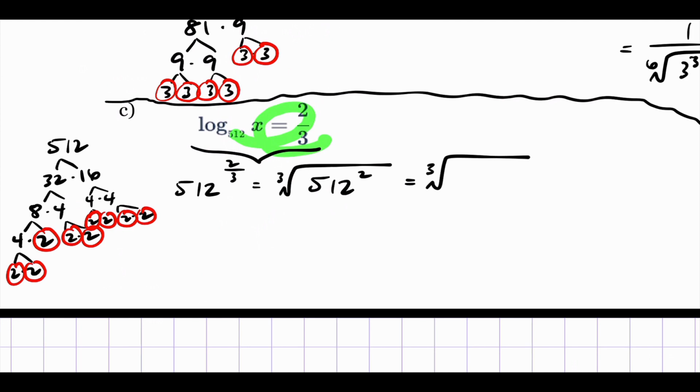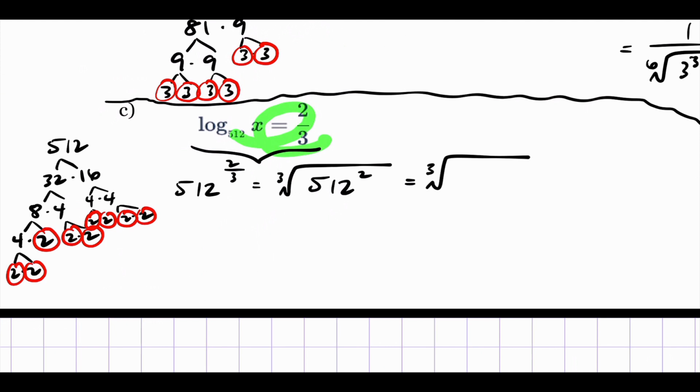Okay, so it would be 512 to the 2/3 power. That means I have 2 512s, and I'm looking for groups of 3. Well, I don't have enough 512s because I only have 2 and I'm looking for groups of 3. But if I break down 512, I'm going to have a whole bunch of 2s. In fact, I will have 9 2s when I break down 512, right?